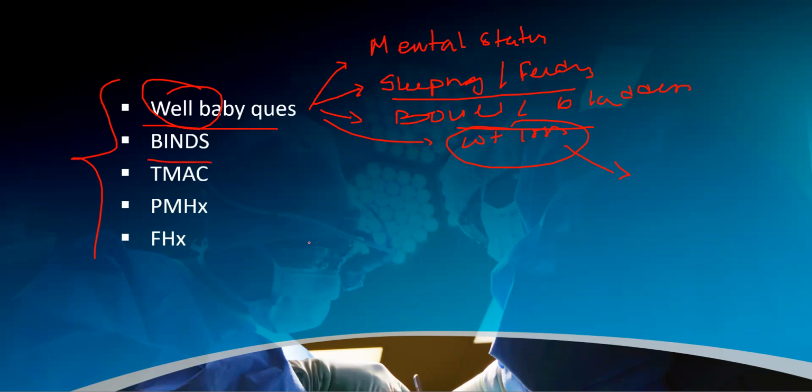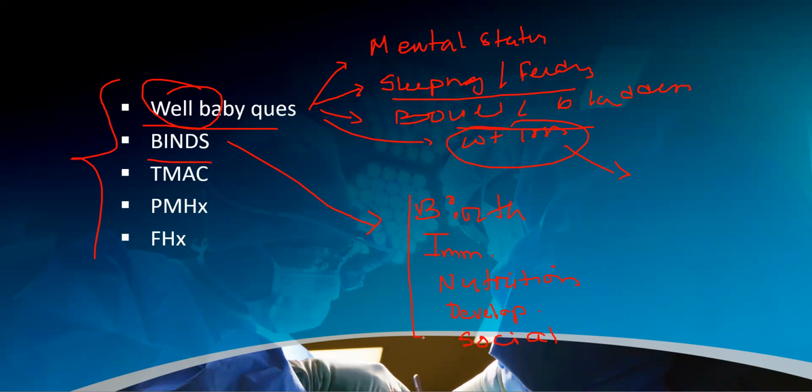After well baby question, we have BINDS. So BINDS again has a lot of questions to ask. One is birth history, I for immunization, N for nutrition, D for developmental history, and S for social history. So that's called BINDS. Now, we normally don't ask all of these questions. We only ask the relevant questions.